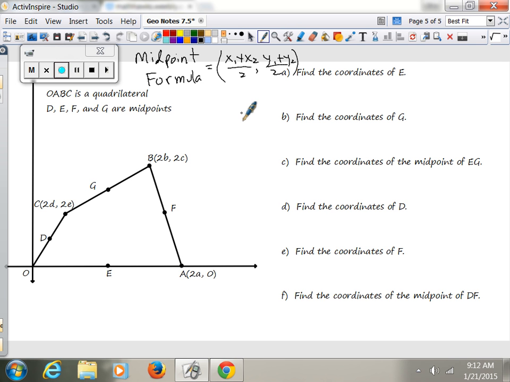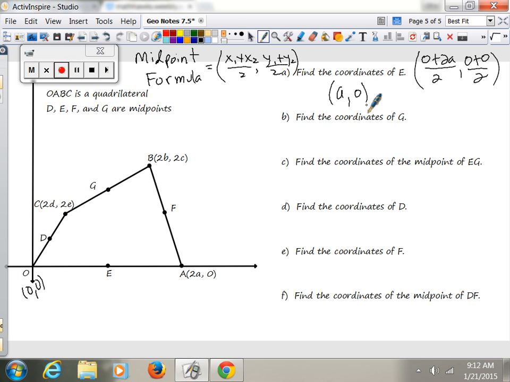So we're going to add the two X's together. This O right here is the point 0, 0. So 0 plus 2A divided by 2 would be my two X's. 0 plus 0 divided by 2 would be my two Y's. So what is 0 plus 2A? 2A divided by 2 is just A. So we're going to get A, and then 0 divided by 2 is 0.